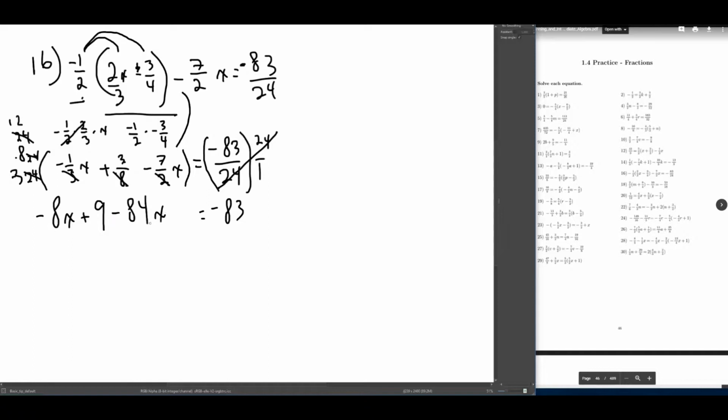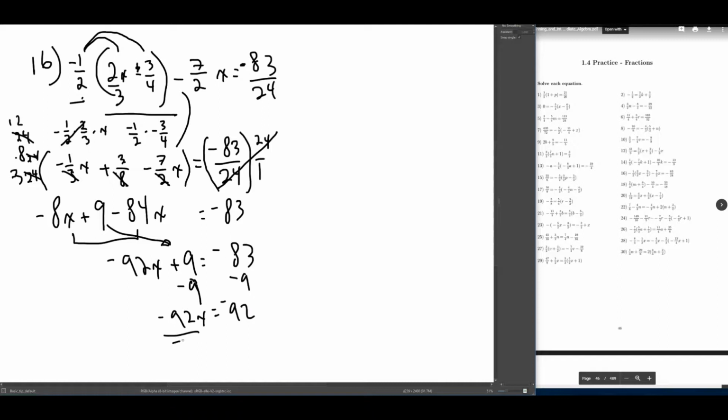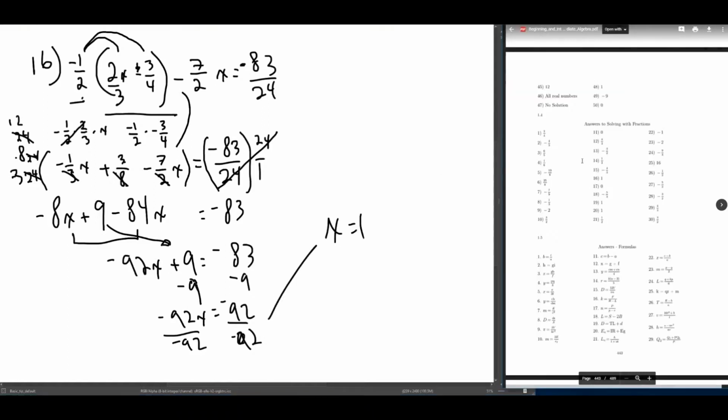So let's combine these two buggers. So we have minus 92x plus 9 equals minus 83. If we subtract 9 from both sides, I get minus 92x equals minus 92. If I divide both sides by 92, I get, you see it, x equals 1. I think I'm right. I feel right. Yes, right here. That's 1. Boom. Let's keep going.